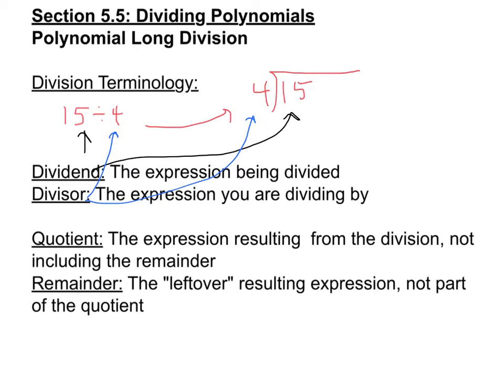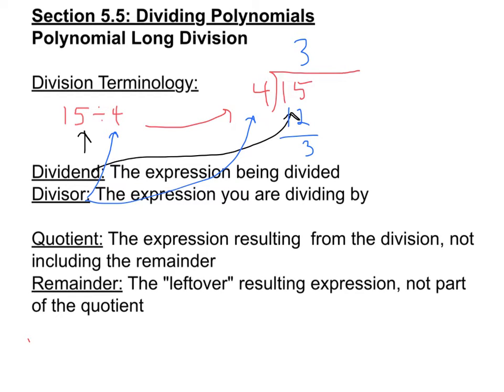Now, as you carry out the division, you will discover a quotient and sometimes a remainder. So I go 4 into 15, it goes in 3 times. 3 times 4 is 12. Subtract, we have 3, and 4 does not go into 3. So we would say that 3 is the quotient, and I will point to that with a red.